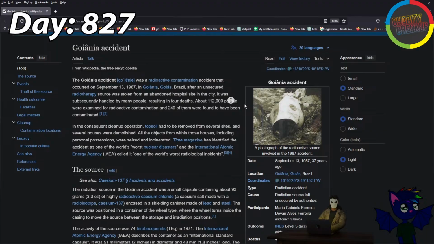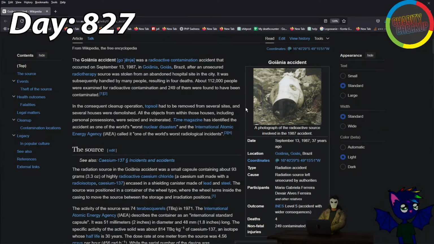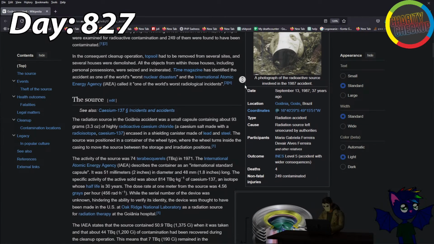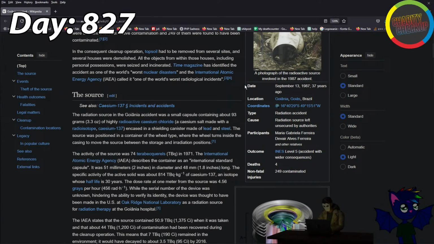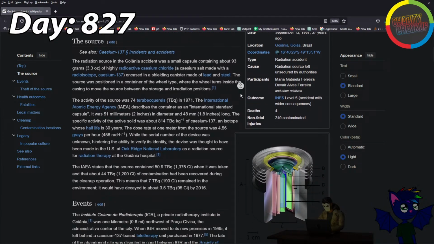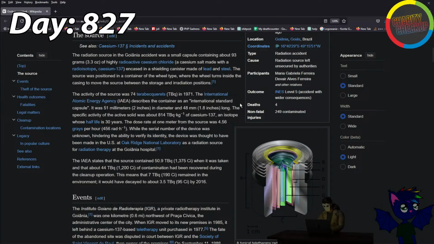Like, in Brazil, after a radiotherapy source was stolen from an abandoned hospital site in the city. Handled by many people. Wait, what? I shouldn't be laughing. 4 people died. Wait, what? What did they... Why? Just why? That's my main question.